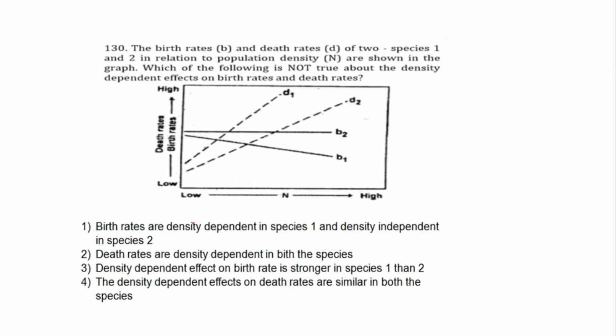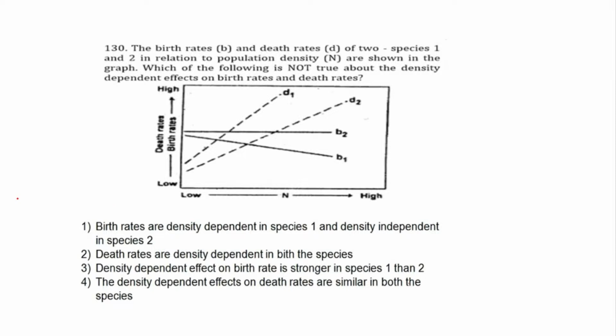So this is again a question from your population ecology. It is saying that the birth rate and the death rates of two species, species 1 and species 2, in relation to population density are shown in the graph. Which of the following is not true about the density dependent effects on birth rates and death rates?